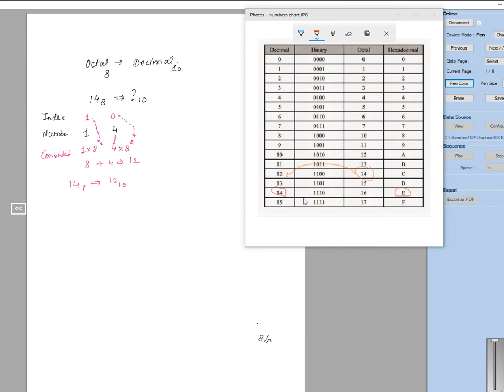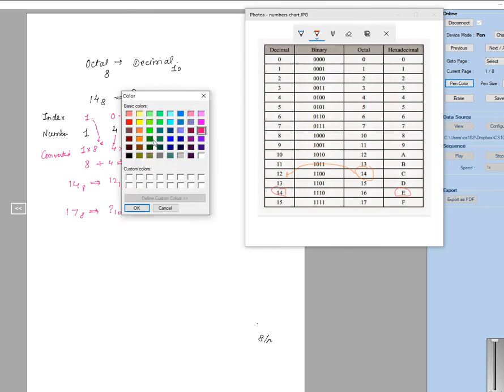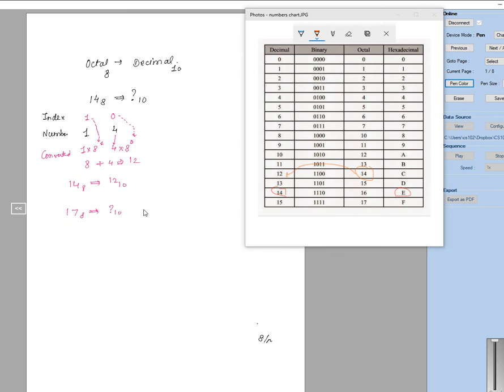Another example, so now let us try to take octal 17, right? 17 of octal into decimal. So 17 of base 8 into question mark of base 10. So let me just change the pen color.